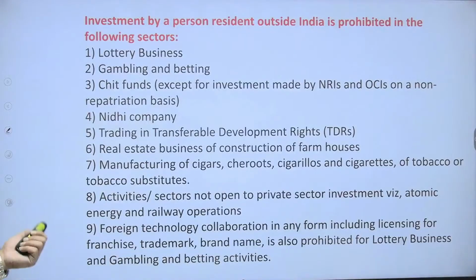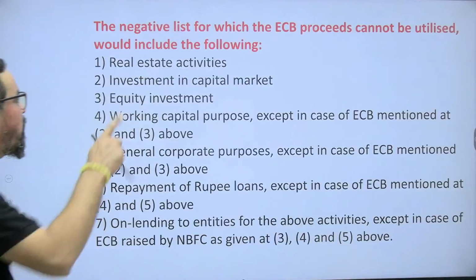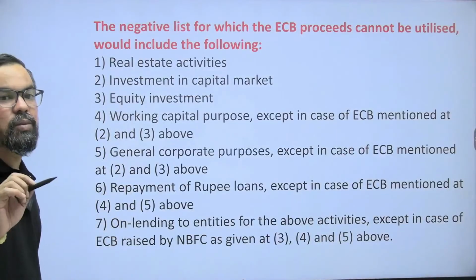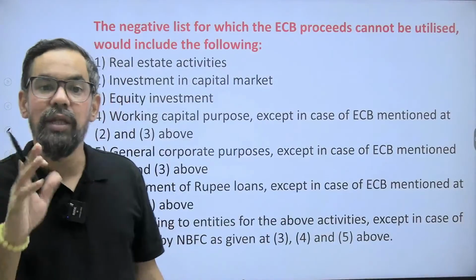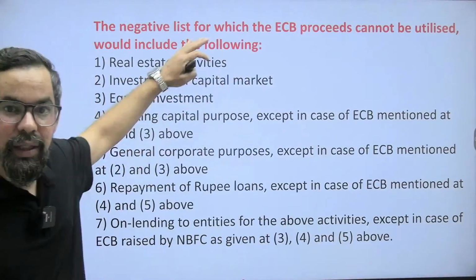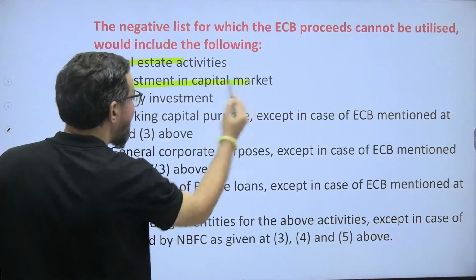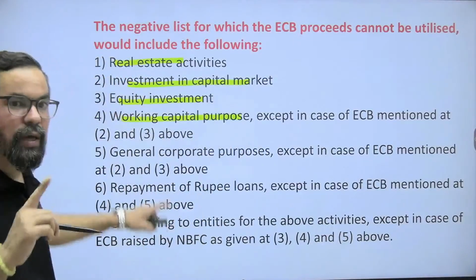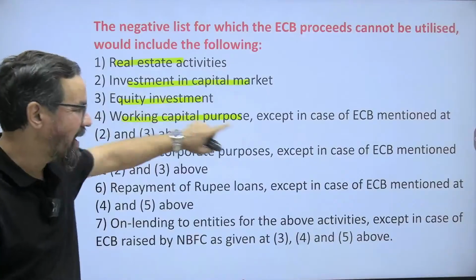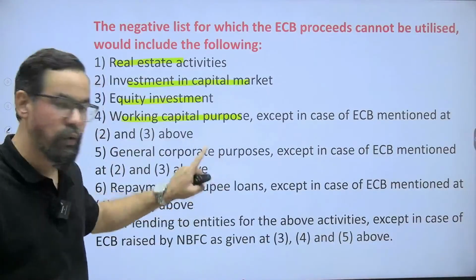So these are the prohibited sectors where ECB proceeds cannot be utilized. Let's say a company raising funds through the ECB cannot use that money in real estate activities, investment in the capital market, or the equity market. Working capital, which we have discussed earlier, general corporate purpose, or repayment of rupee loan can also not be used.